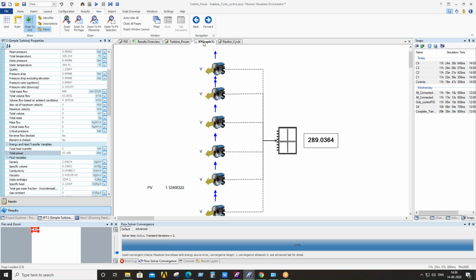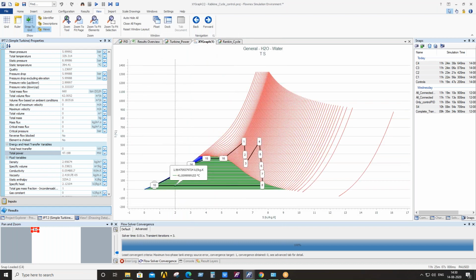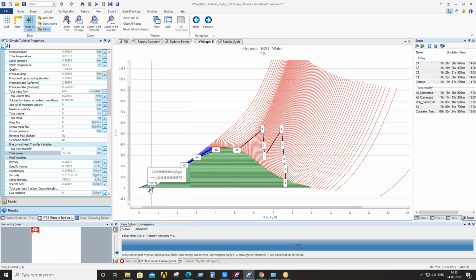So if you see the TS diagram of this Rankine cycle, you can see it is a subcritical plant. It means the boiling process will take place at constant temperature and constant pressure. So this line represents the boiling, and from point 14 it enters the boiler, and at 16 it exits the boiler, and this will be the superheater line.